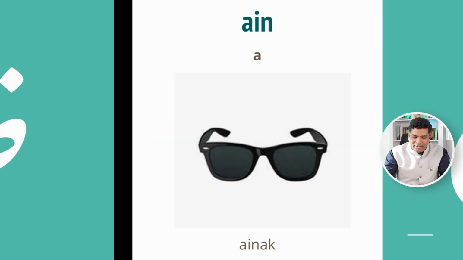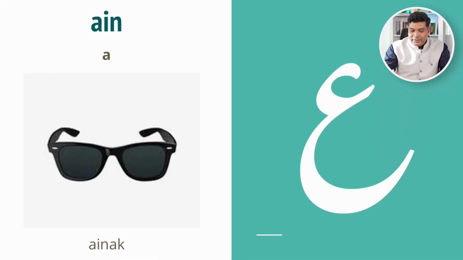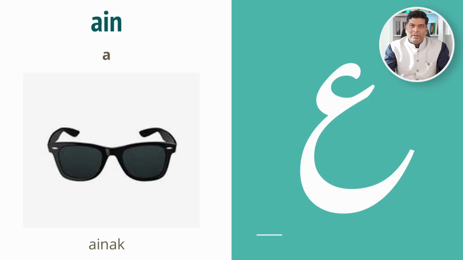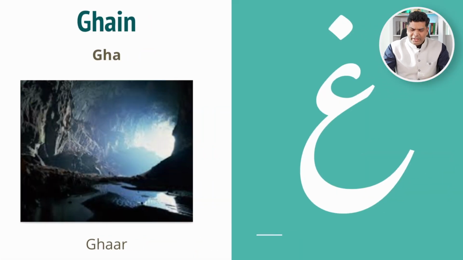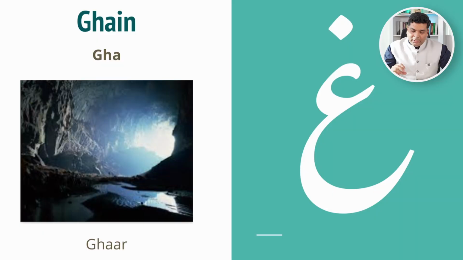So then you have another set of letters. You have ain. Ain gives us a kind of a sound. For example, anak is a word that would come from ain. You have another variation of it called ghain. For example, ghar is a word which comes from ghain. The letter is called ghain, and the sound that it gives you is gha.